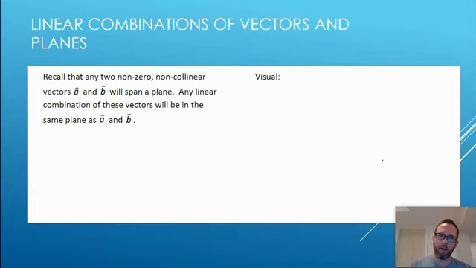To find the equation of a plane, we have to think about linear combinations of vectors. If you recall, any two vectors that aren't collinear are going to span a plane. So what do I mean by that? I'm going to try to draw a big visual here.